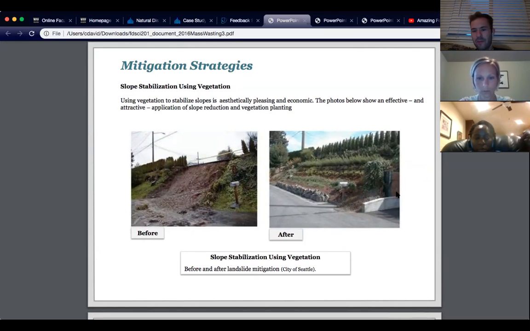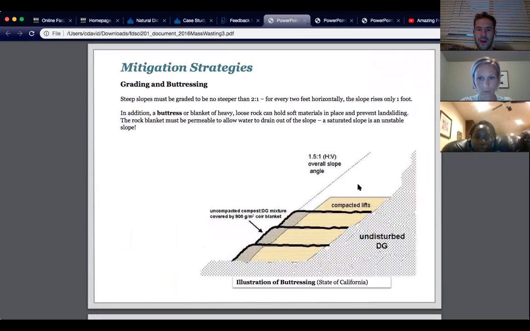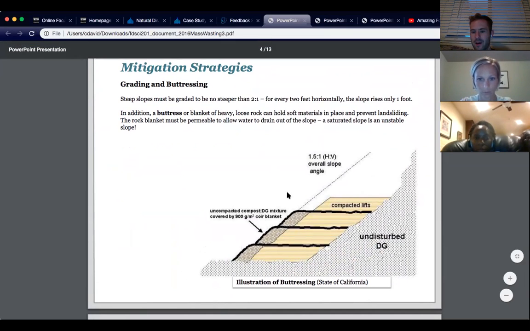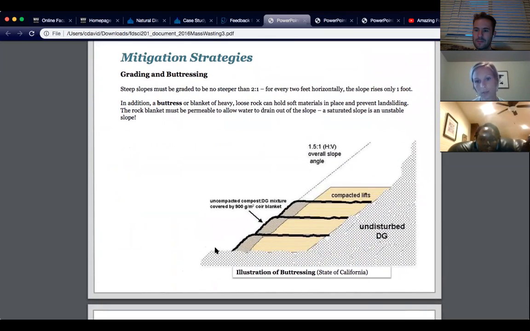So, and then on top of it, you can make it look nice and pretty. And then here's grading and buttressing. So here's the slope initially. They come back through and they kind of cut it off and grade it down. Basically, what they're doing is they're just lessening the slope. I don't know if that makes sense, but. Yeah, no, it does.